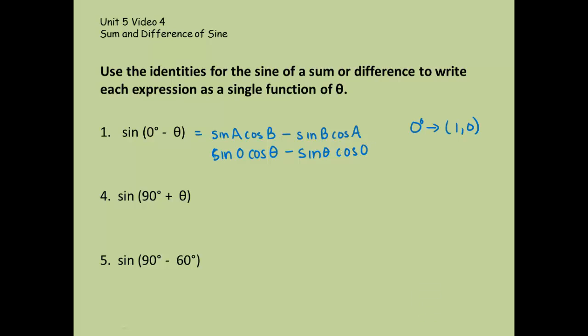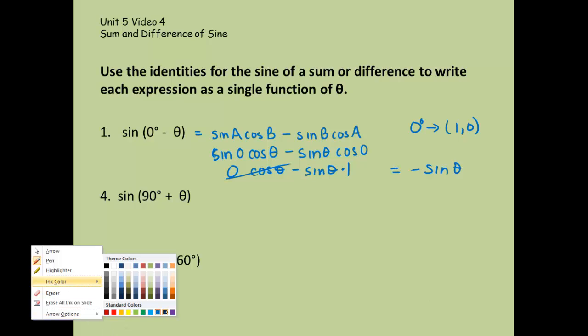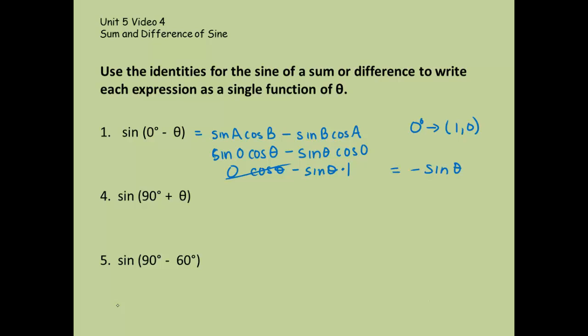And I can start replacing those. So the sine of 0 degrees is 0, and the cosine of theta is still the cosine of theta, minus the sine of theta, and the cosine of 0 is 1. So with a 0 canceling out here, we end up with negative sine of theta. Alright, for the second one, I'm doing number 4, so make sure you move to number 4 on your worksheet, and you can try 2 and 3 later.